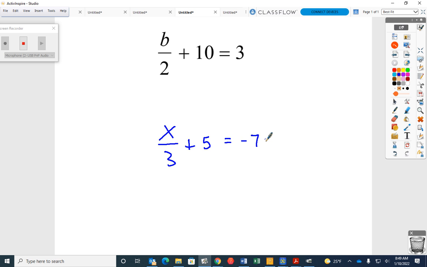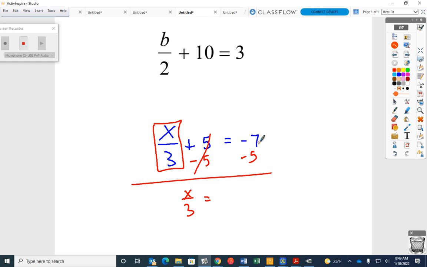All right. What goes in the box here? The x divided by 3, right? So I'm going to put this in the box. What's outside that box? Plus 5. How do I get rid of a plus 5? Minus 5 over here, minus 5 over here. Those cancel. I've got x divided by 3 equals what? If I have negative 7 and a negative 5, what do I now have? Negative 12.